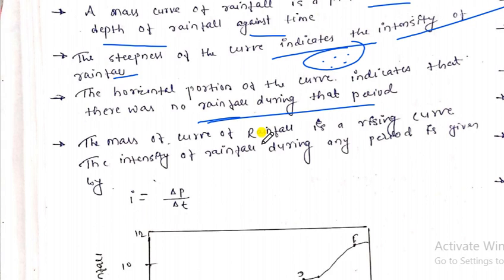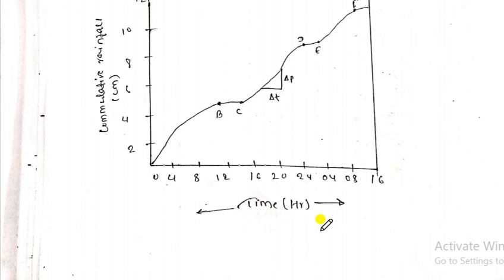Similarly, the mass curve of rainfall is a rising type of curve, right? So the intensity can be calculated as del P by del t. Let's see the figure so that you can understand. My dear friends, this is time as usual, and this is the cumulative depth of rainfall. As you can see, this is point A. So from A to B, this is the intensity of rainfall.